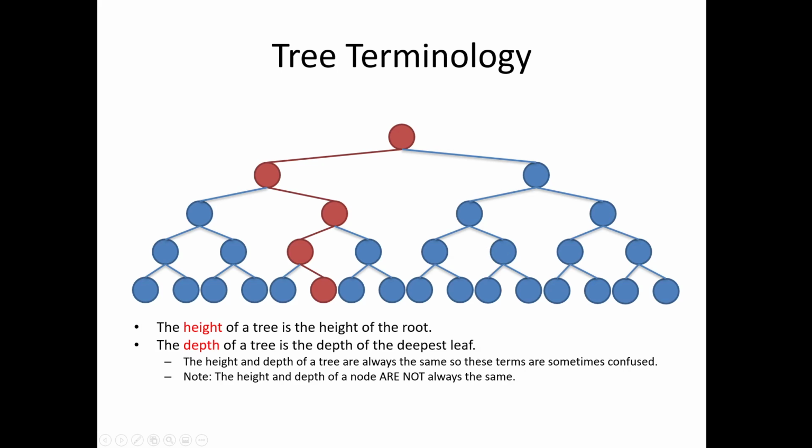Now we can use those definitions to define the height and the depth of a tree, and the height of the tree then is just going to be the height of the root, and the depth of the tree is just the depth of the deepest leaf. Now you'll notice that those are parallel definitions, they're the same, and so what that means is the height and the depth of a tree will always be the same, which maybe makes sense. As a result, this is one of the reasons why we will sometimes confuse the height and the depth of a tree, because they're usually the same.